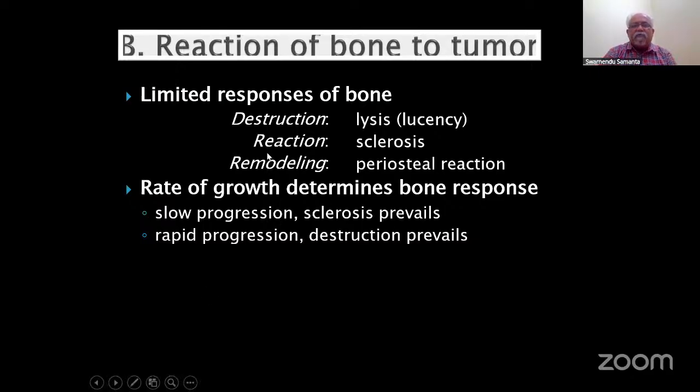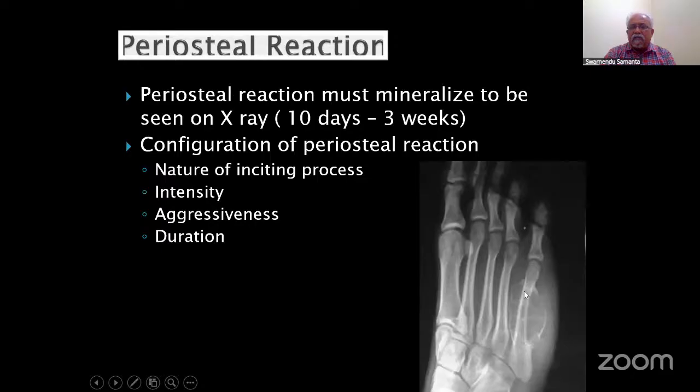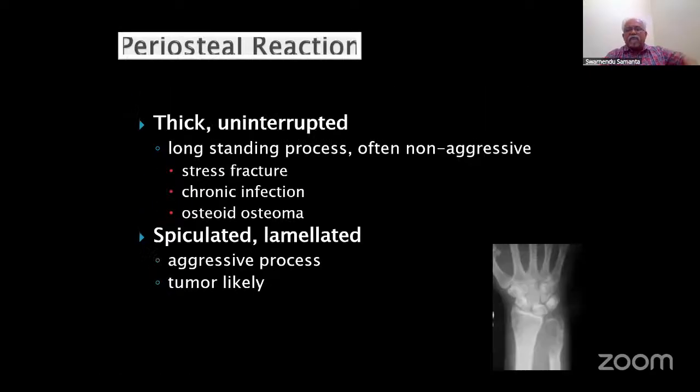So that is a limited response. What the bone has done to the tumor can be a limited response, or there can be destruction. What is the reaction? Like sclerosis, the remodeling. The rate of growth determines the bone response. Here you can see there is a periosteal reaction. You see there is a periosteal reaction. So the nature of the inciting process, or the intensity, everything will dictate your diagnosis, and also the duration of that swelling. So now you see, this is the periosteal reaction, what has happened to it.